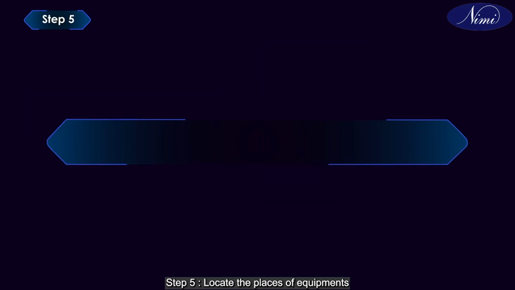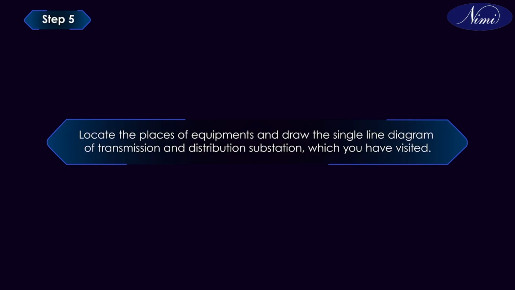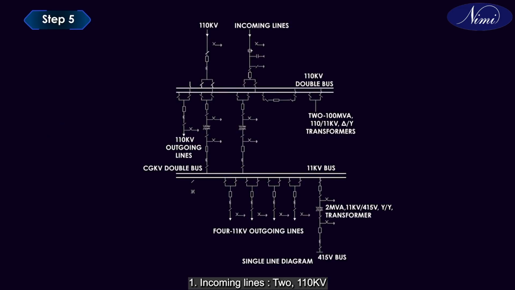Step 5. Locate the places of equipments and draw the single line diagram of the transmission and distribution substation which you have visited. Number 1. Incoming lines. 2, 110 kilovolt. Number 2. Outgoing lines. A. 1, 110 kilovolts. B. 4, 11 kilovolts.